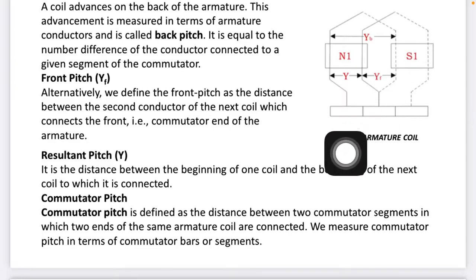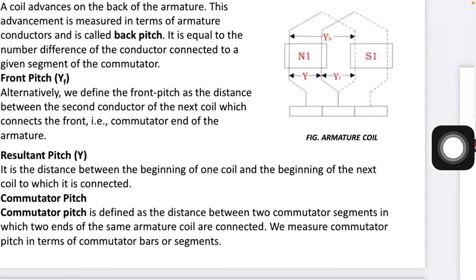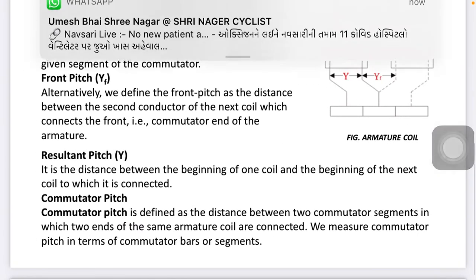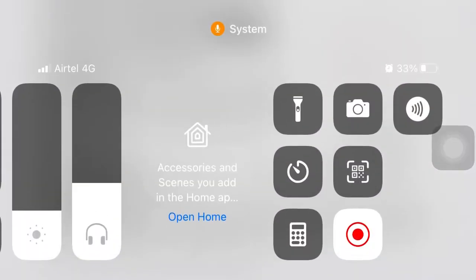Commutator pitch is the same thing. The commutator pitch is defined as the distance between two commutator segments to which the two ends of the same armature coil are connected. We measure the commutator pitch in terms of commutator bars or segments, right.